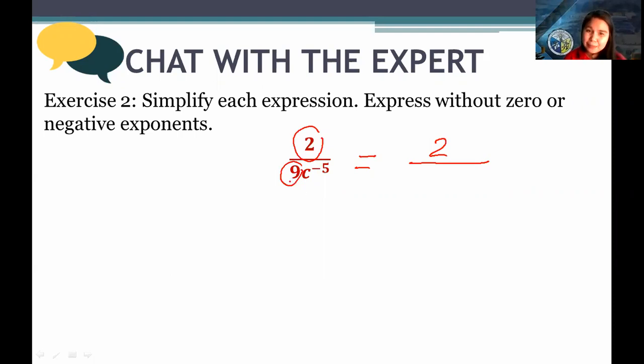Again, they are not a package, okay? The 9 is separate, and the c to the negative 5 is separate.